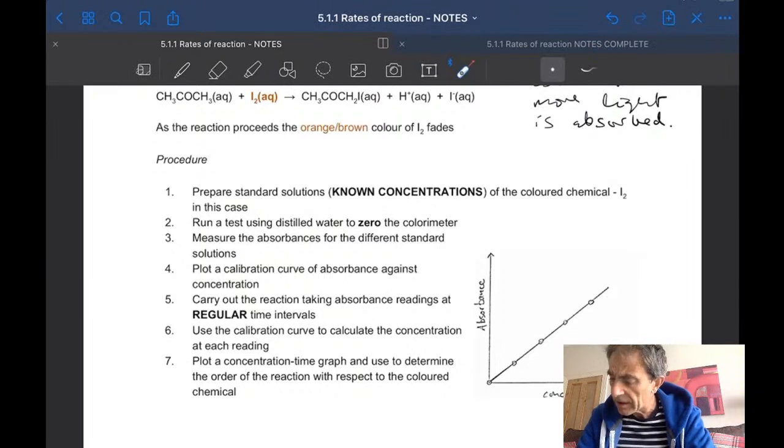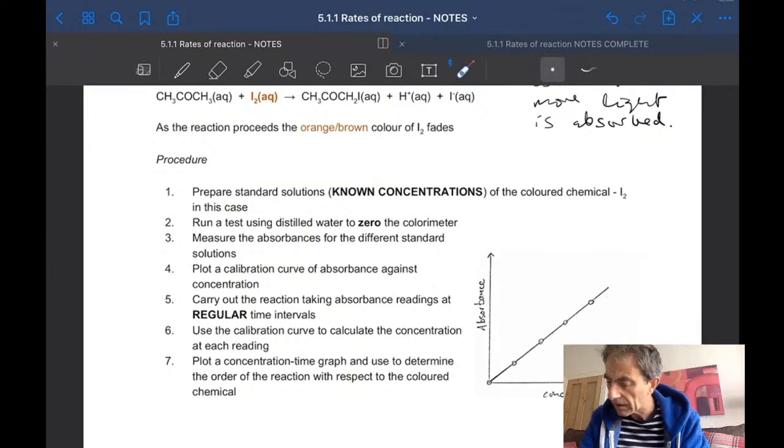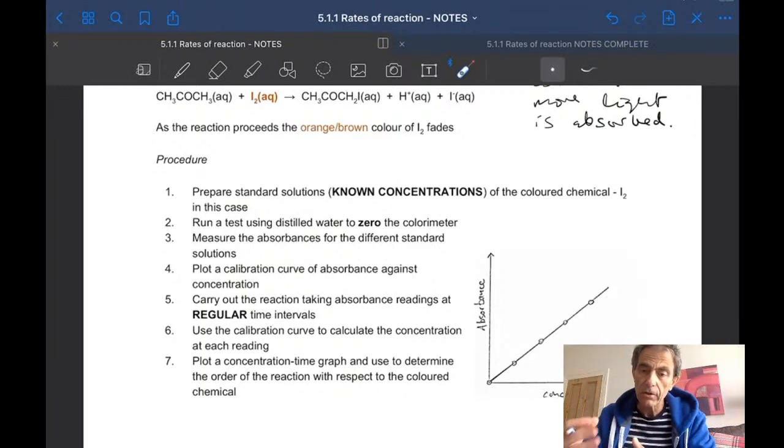Okay, so you might make 1 mole per decimeter cubed, 0.75 moles per decimeter cubed, 0.5 moles per decimeter cubed, 0.25 moles per decimeter cubed, and obviously you wouldn't bother with 0 moles per decimeter cubed, but you would run something with no concentration, so you'd have a standard of water. Okay, so there it says, run a test using distilled water to zero the colorimeter.